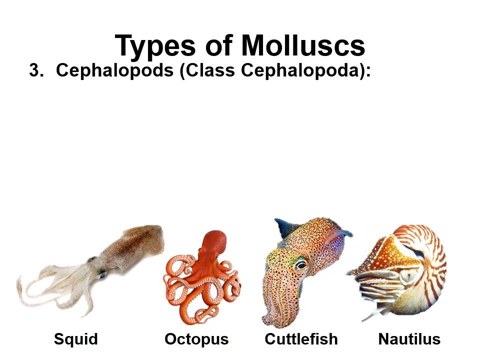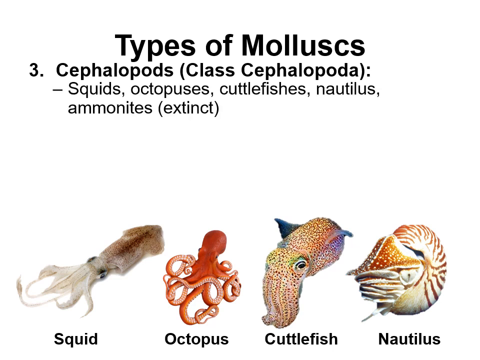Okay, so the next group that I want to talk about are the cephalopods. These are some of maybe the more interesting types of mollusks because they're the most active. This includes the squids, the octopi, the cuttlefishes, this thing that's known as a nautilus, and a group known as the ammonites, which are now extinct animals, but they are the ancestor of all of these different things.